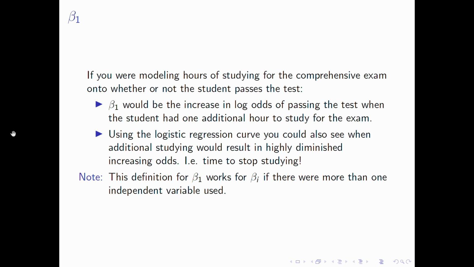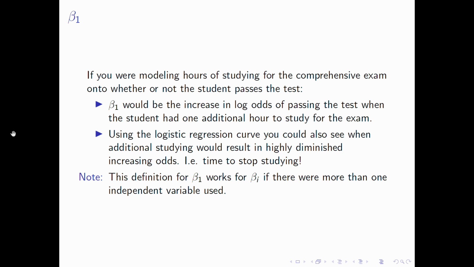So if you are modeling the hours of studying for the comprehensive exam onto whether or not the student passes the test, beta 1 would be the increase in log odds of passing the test when the student has an additional hour to study for the exam. Using the logistic regression curve, you could also see when the additional studying would result in highly diminished increasing odds, aka when it's time to stop studying.